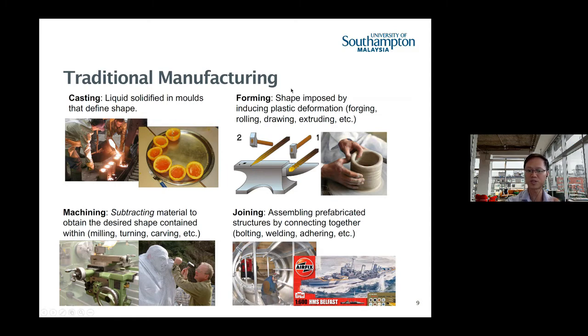We have more general metal forming, which includes forging, rolling, drawing, extrusion, etc. And then you have traditional subtractive machining as well. So you start off with a workpiece. It could be a block of metal, and then you use a mill or a drill, and you cut that block of material into shape, and you arrive at your part.